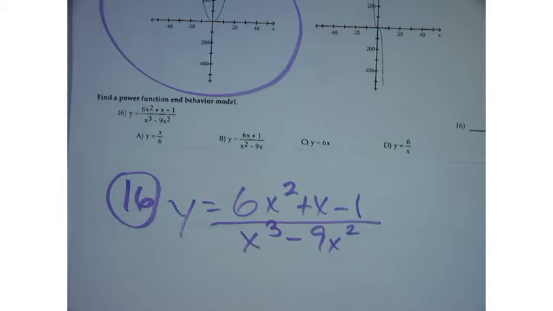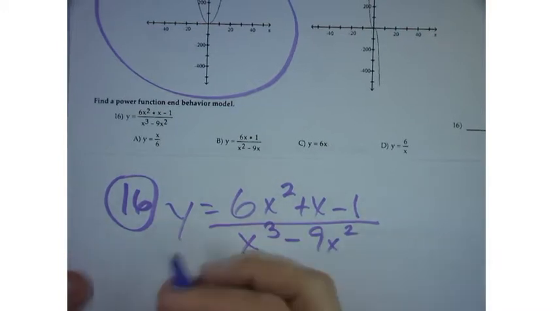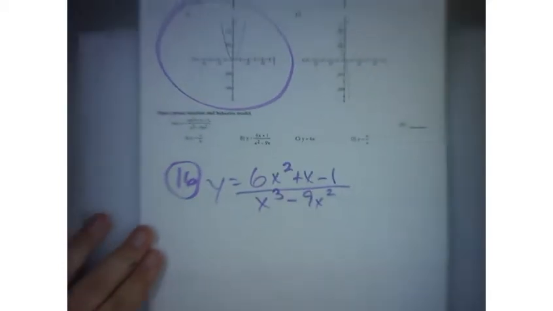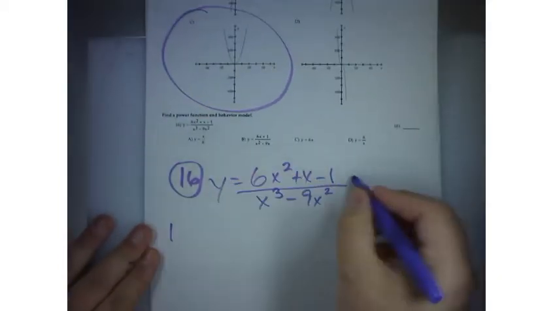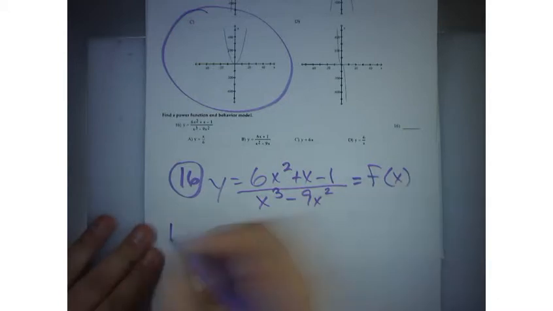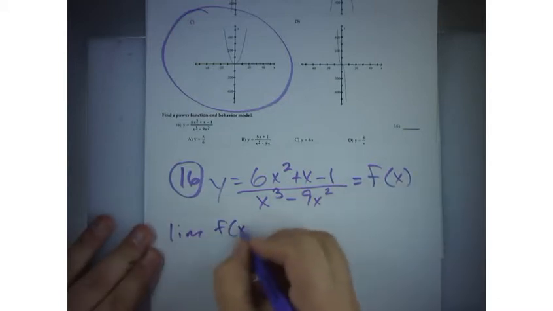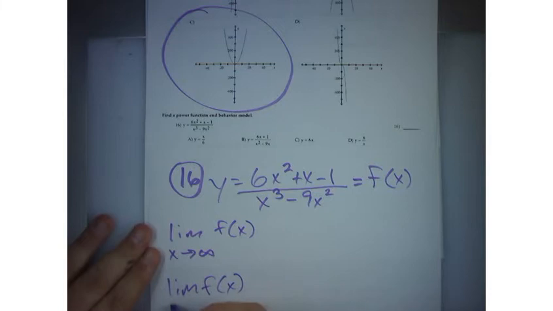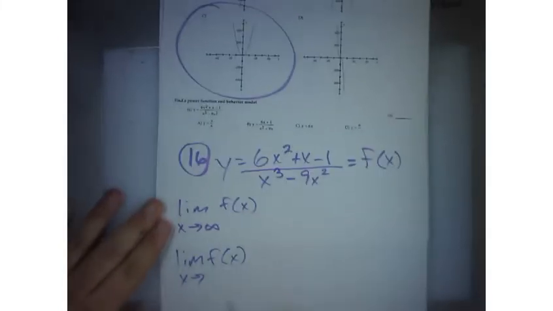And so what we're going to do is, when they say look at the end behavior, when it says find the power function end behavior, what they really want me to do is take the limit as it approaches infinity and negative infinity. So they want me to look at this as take the limit of it. We'll change this and call this f of x. So what they really want is me to take the limit of f of x as x approaches infinity and the limit of f of x as x approaches negative infinity.